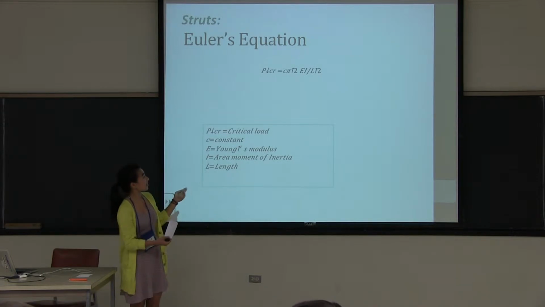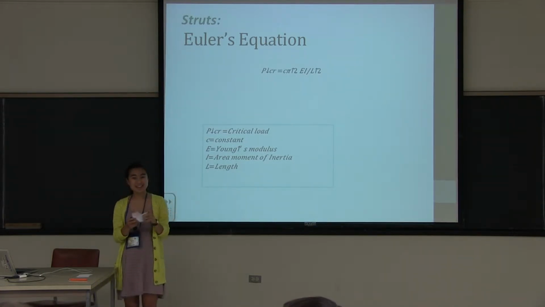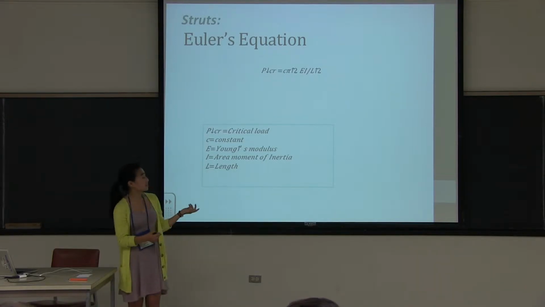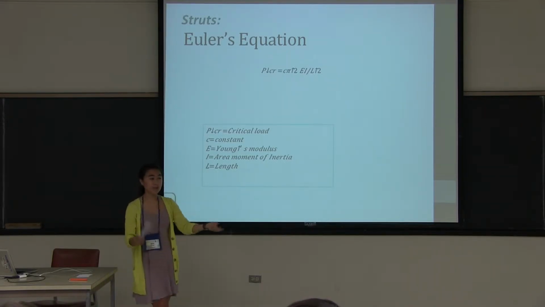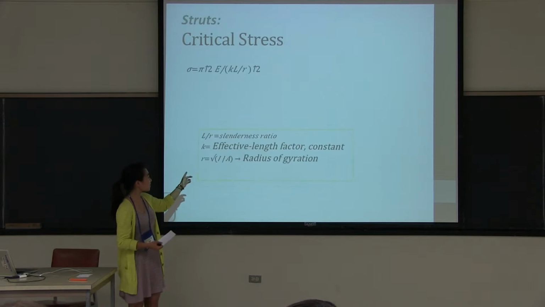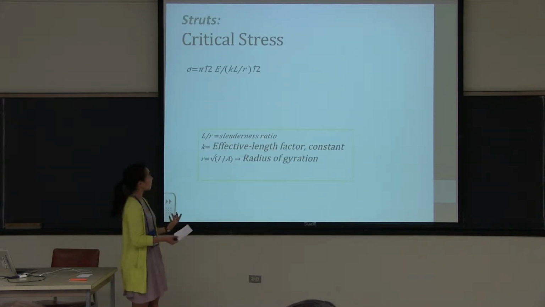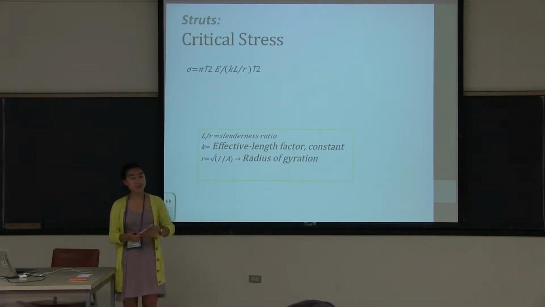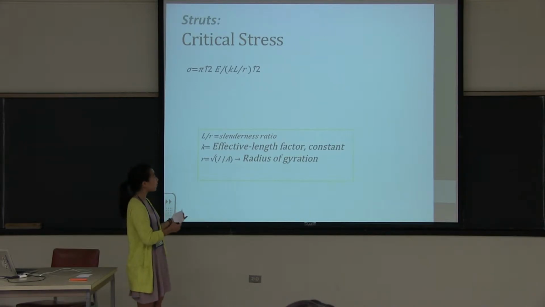So this is the equation. Oh, it didn't come out right. That's okay. This is Euler's equation for the critical load, which is basically once you reach that load, then your beam will buckle. It uses Young's modulus, which is based on materials. And then this is calculating the critical stress, which is the force per unit area.